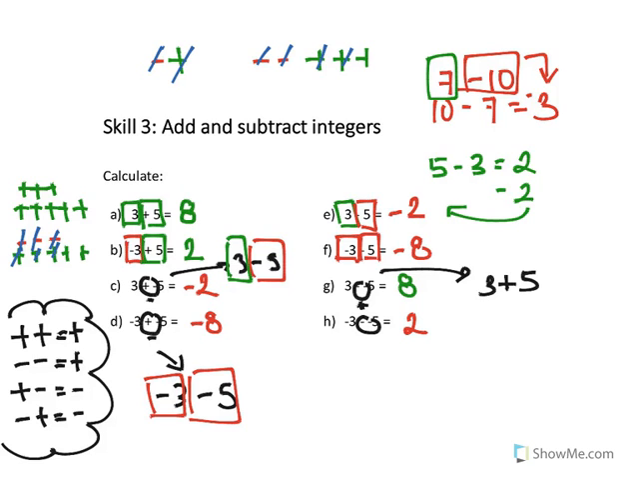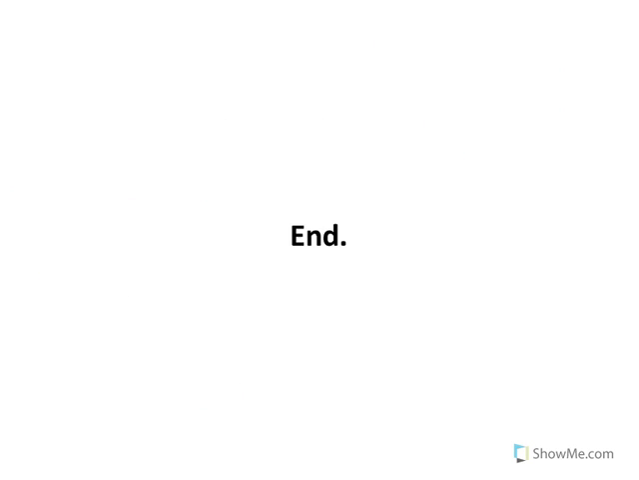And then H, that double negative, turn it into a positive. So rewrite it as negative 3 plus 5. A positive 5 and a negative 3, they're opposites, so you subtract. 5 minus 3 is 2. I have more positives, therefore this should be a positive 2. So that should actually be a green 2. And that is the end of our lesson.